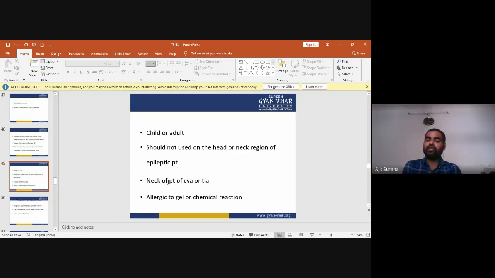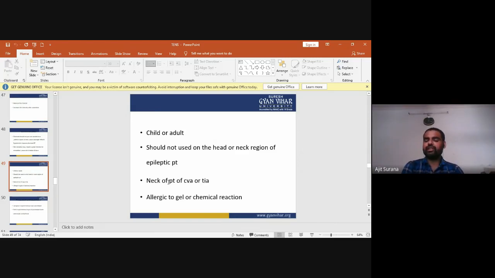It is also contraindicated in children or adults on the head or neck region of epileptic patients. We should not use it on the head or neck of patients with CVA or TIA, a cardiovascular condition or traumatic injury, or ischemic heart disease. We cannot apply TENS in these conditions.